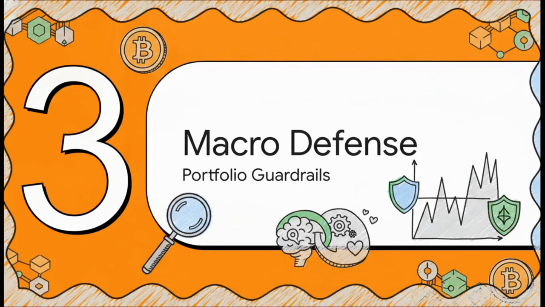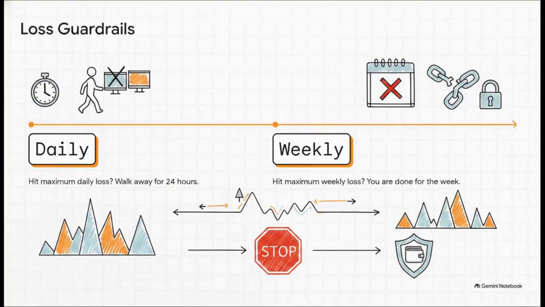Okay, on to part 3, macro defense, portfolio guardrails. So, zooming out from the micro level of just a single trade, we really need to look at the health of your entire portfolio. These time-based risk boundaries, going from a maximum daily loss over to a maximum weekly loss, are incredibly powerful guardrails. The rule is super simple. If you hit your maximum daily loss limit, you walk away from the screens for 24 hours. If you hit the weekly limit, you're done for the week.